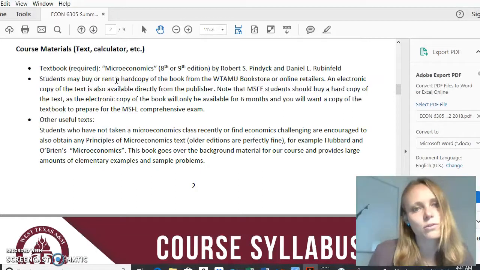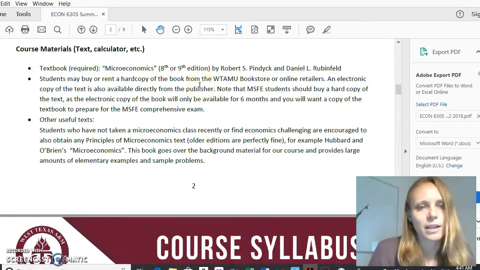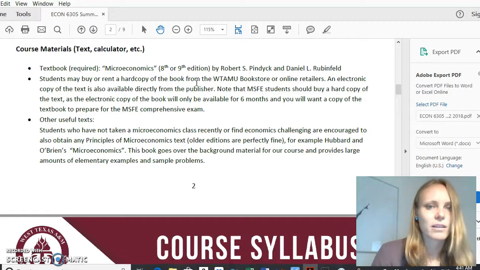That's the one that the bookstore has on file, but the 8th edition is fine as well if you can find a cheaper copy on Amazon. The book is pretty much identical. A couple of examples might be different, but either the 8th or 9th edition will work. You can buy or rent a hard copy from the bookstore or an online retailer. There's also an electronic version of the text directly from the publisher.